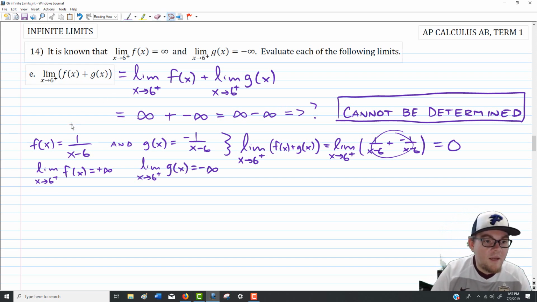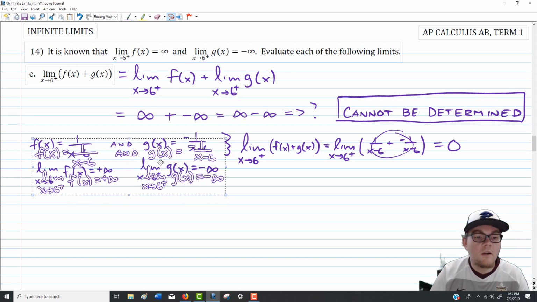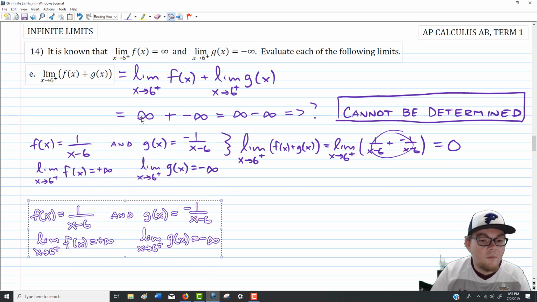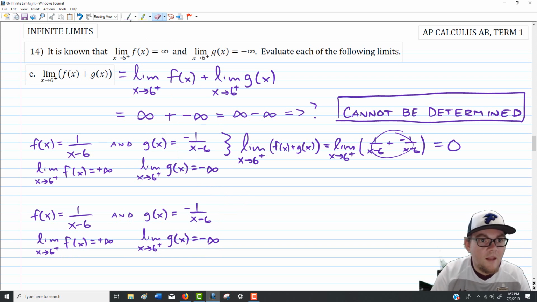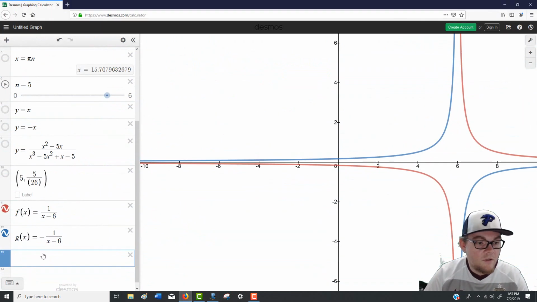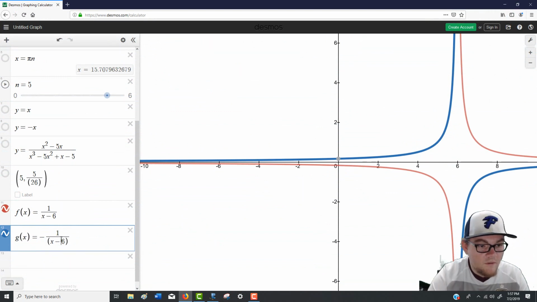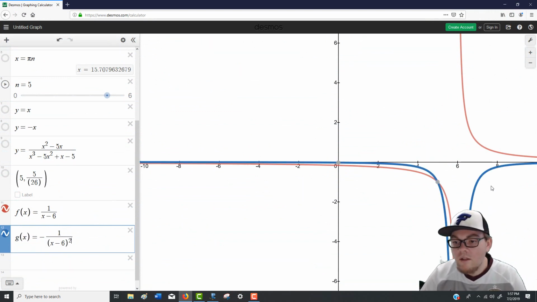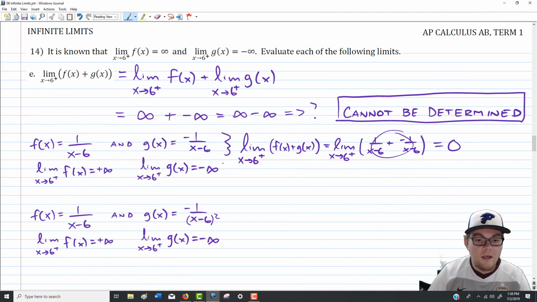But here's the thing. Let's make a couple small switches to our function here. Let's instead, for the moment, take a look at this function. We'll let f of x stay exactly the same, so it stays going to infinity. But for the second one, let's do negative 1 over x minus 6 squared. It still goes to negative infinity. In fact, let's go over and look at our picture, and I'm just going to put this in parentheses and squared. So notice nothing really changed on the right side, because again, we're only interested in what's happening as we go to 6. So with that in mind, the question becomes, what happens when we do the limit as x goes to 6 from the right side of f plus g?